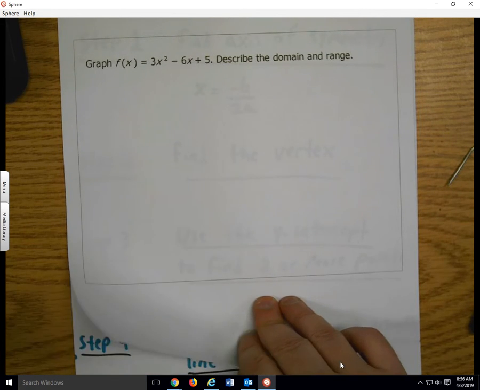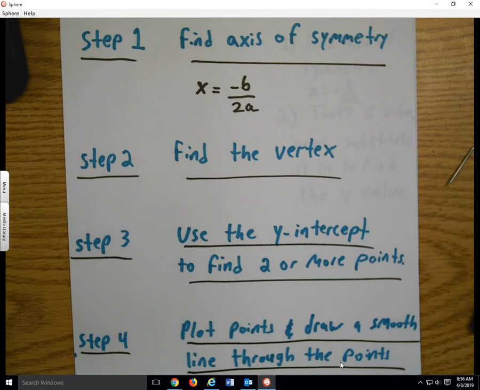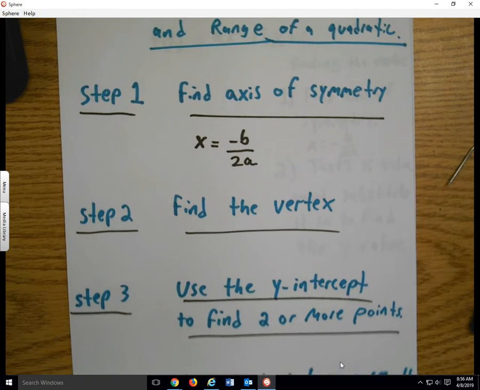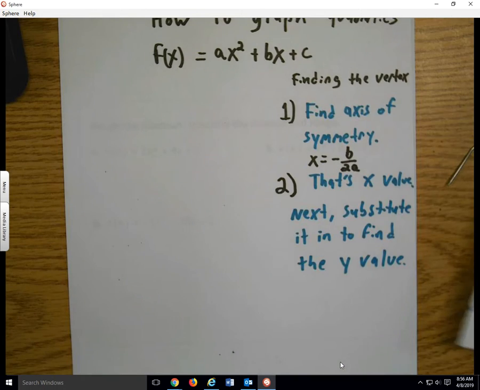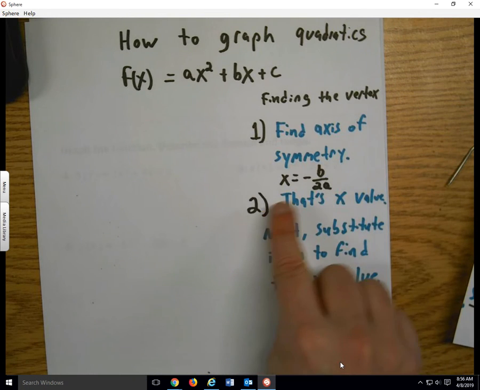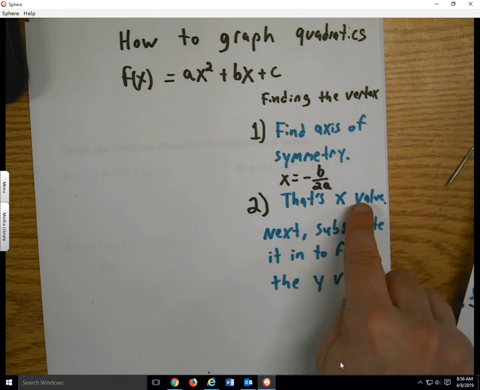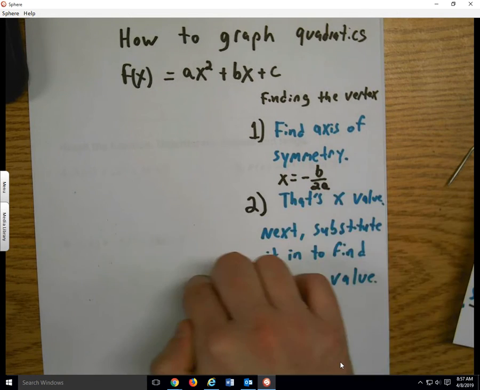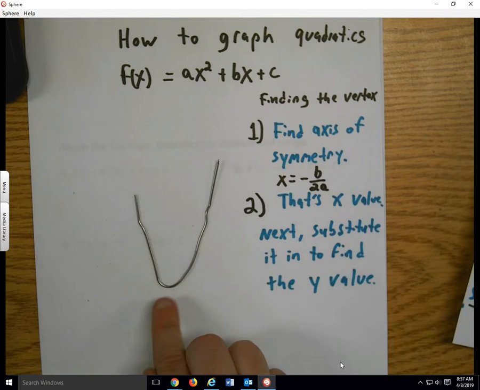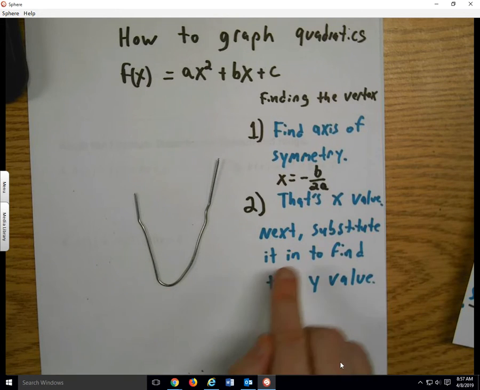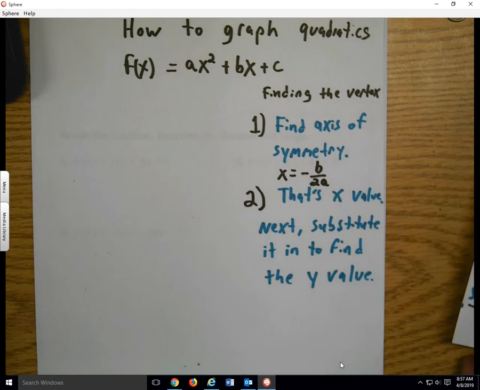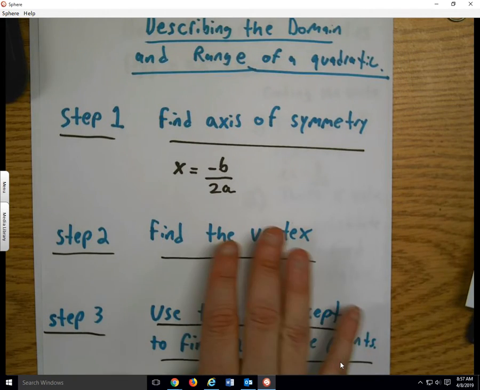You're going to see it's very similar to what we've already done. In fact, the first two steps are virtually identical to what we've already done, okay? Remember what we did last class? How to graph quadratics is we found the axis of symmetry, which is that x equals negative b over 2a, and that was the x value. And then once we found the x value, we substituted it in to find the y value. Because once you found the x value for the axis of symmetry, then the y value would also be for the axis of symmetry, because that's what we're dealing with. Well, the first steps are the same. I phrased them a little different, but they're really the same.